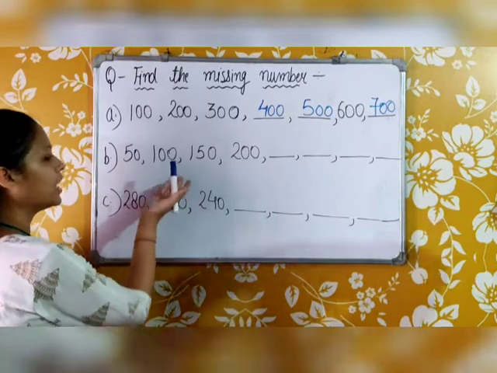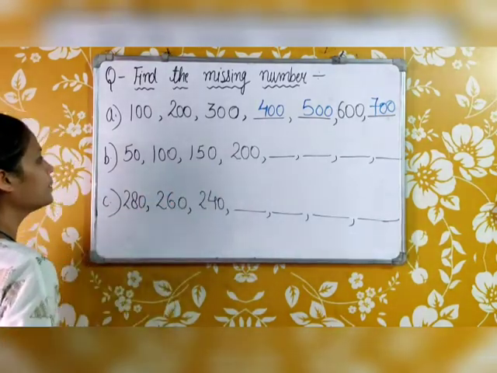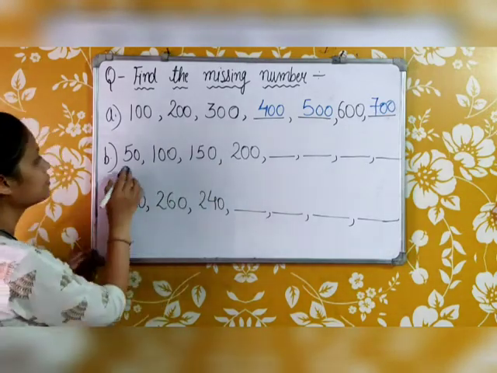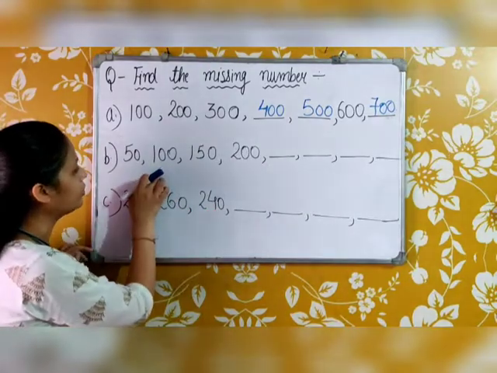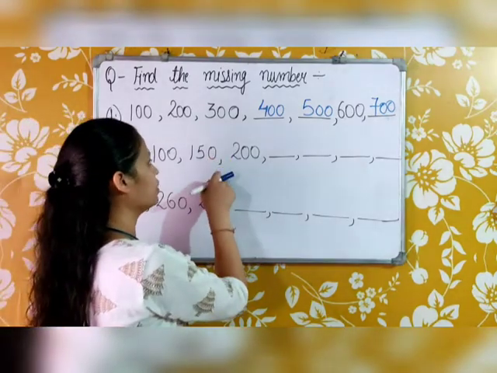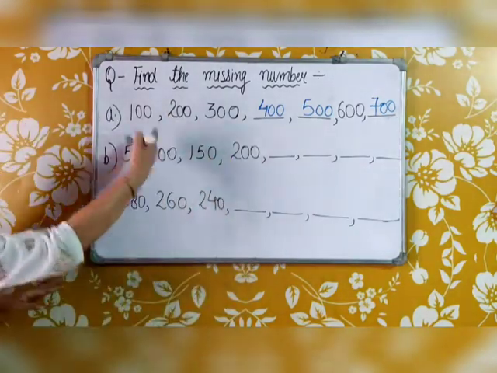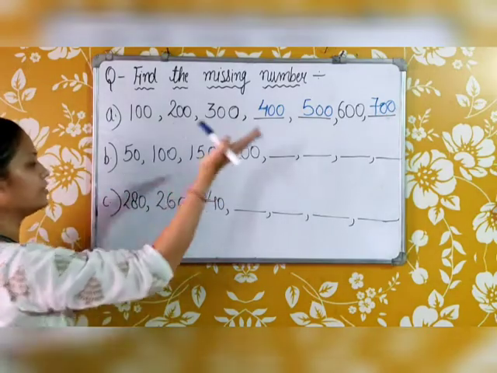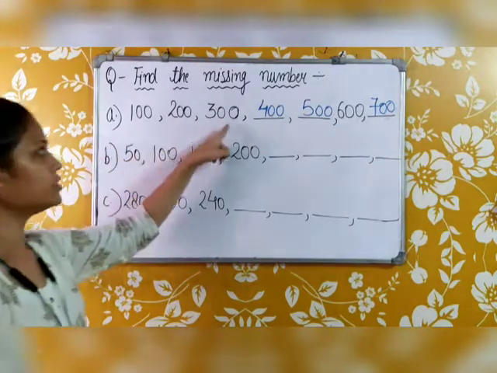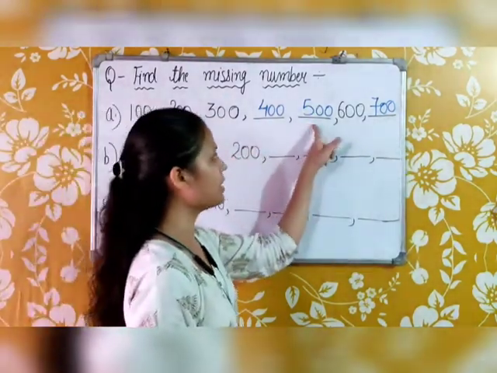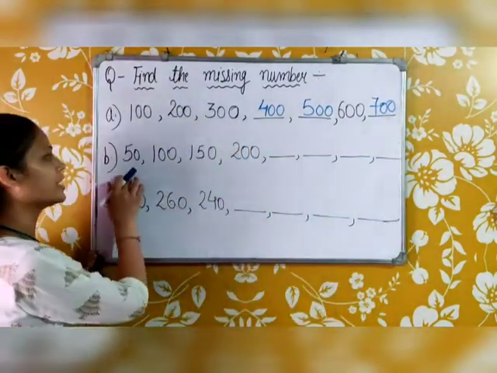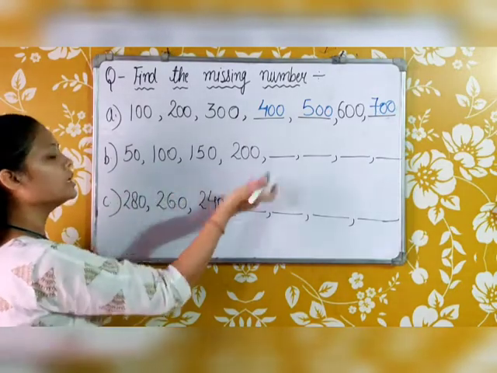Next is 50, 100, 150, 200. Here there is a gap of 50. See, 50, then after 50 comes 100, then after a gap of 50, 150, then after a gap of 50, 200. In the previous pattern you were adding 100: 100, plus 100, 200, plus 100, 300, plus 100, 400, plus 100, 500, plus 100, 600, and plus 100, 700. Here also we will add, but here we will add 50.